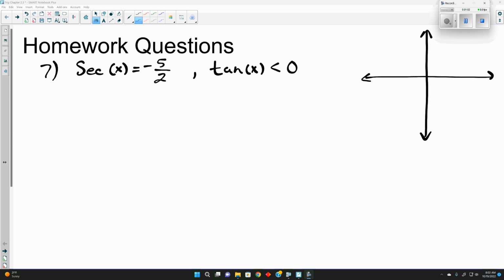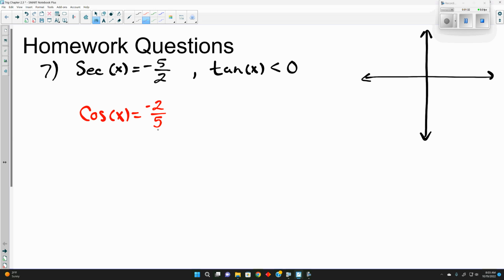Now, secant, we know is the same as 1 over cosine. So that also means that cosine of x is going to be negative 2/5. Since secant's 1 over cosine, we can flip the fraction and find out what cosine is. Now we're told that cosine is negative 2/5, and tangent is less than 0, so tangent's negative.